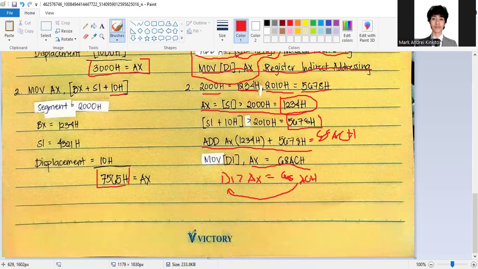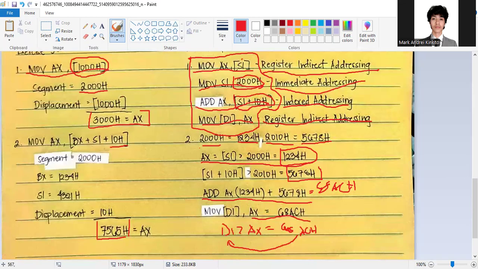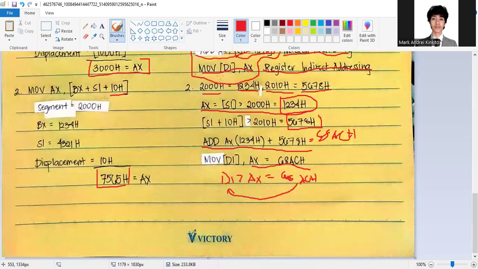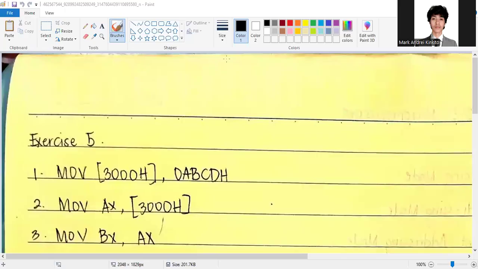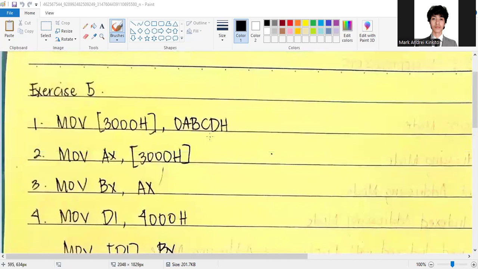Okay, so that's for exercise number 4, number 2. For exercise number 5, the last exercise, we're going to write a simple code, a small assembly program. So for number 1, it loads the value 0x, sorry, I didn't put the x here.